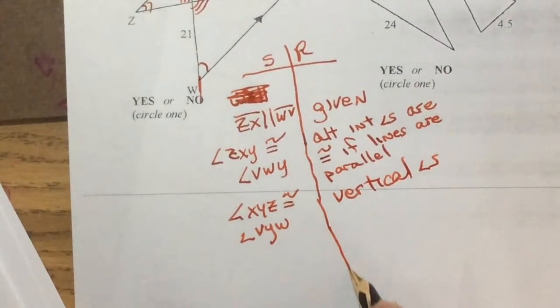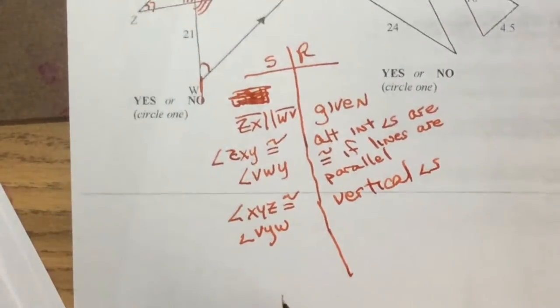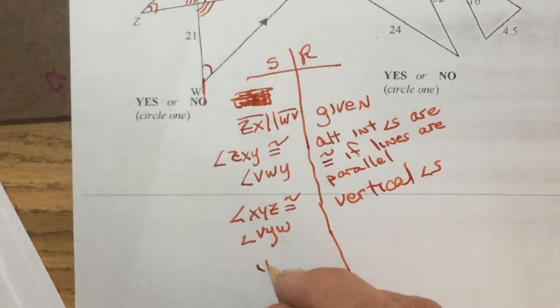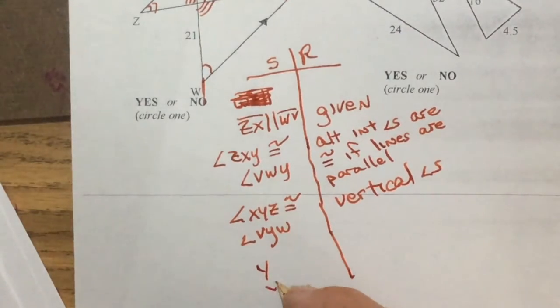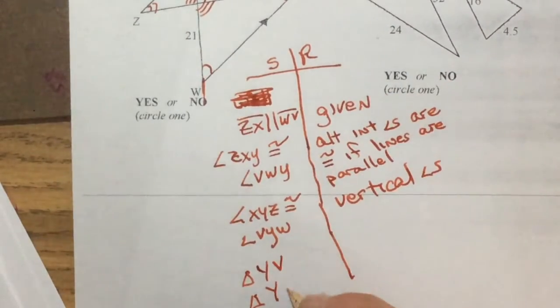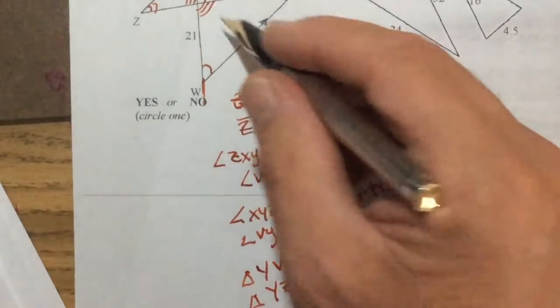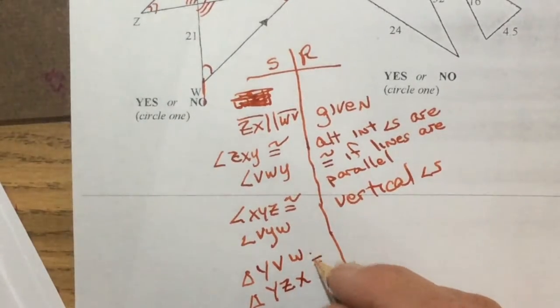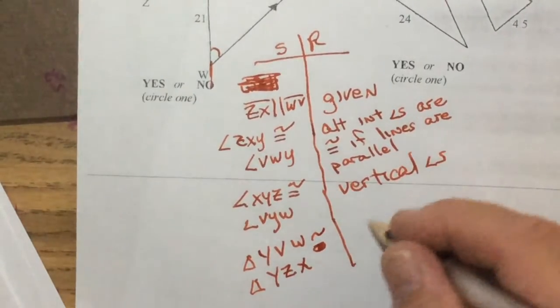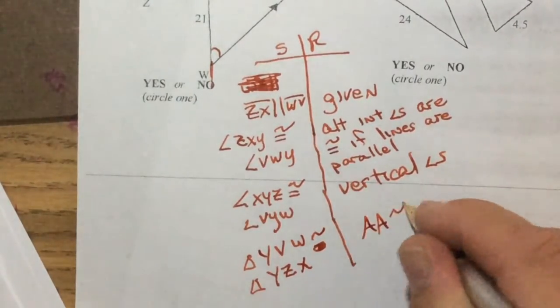And now all we have to do is write the similarity statement. Which parts go to which parts? Well, Y has corresponding angles on both. V and Z are corresponding angles. And X and W are corresponding angles. So let's put them this way, X and W. So this is similar to this because of angle-angle similarity.